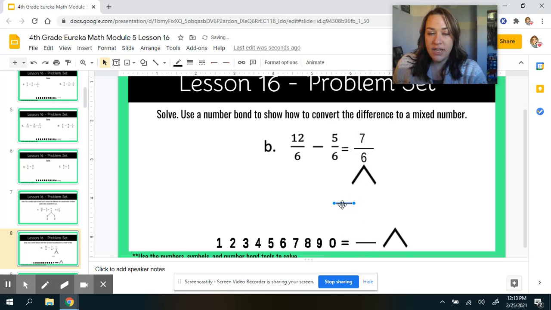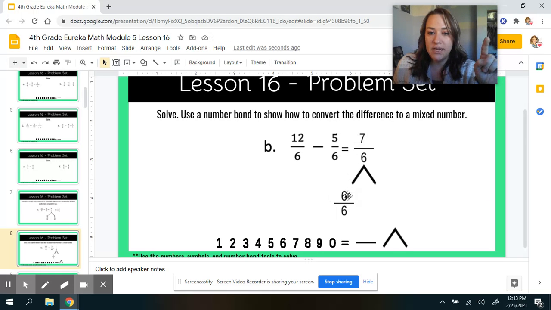Whatever your denominator is, that's how many you need to make 1. So if my denominator is 6, I need 6 of those to make one whole. So I'm going to take 6 away, not take it away, but break it apart. So there's my 6. That's going to be my one whole.